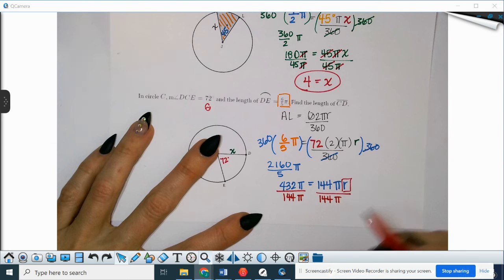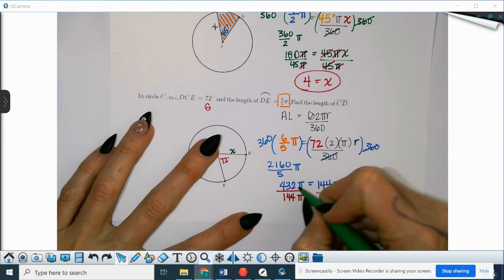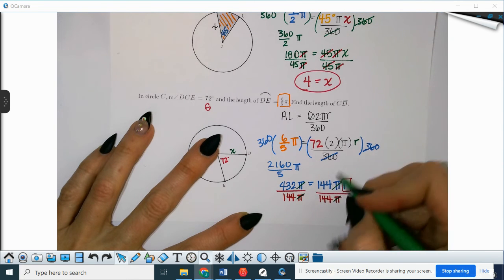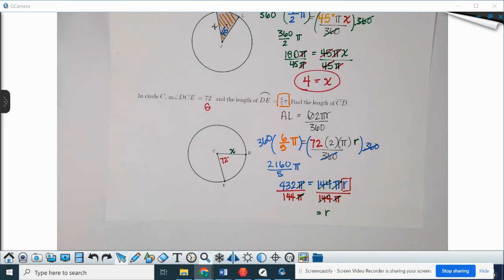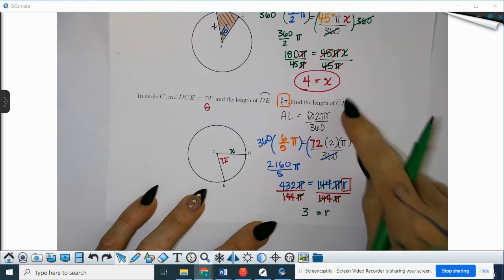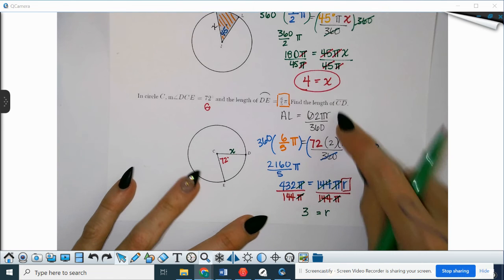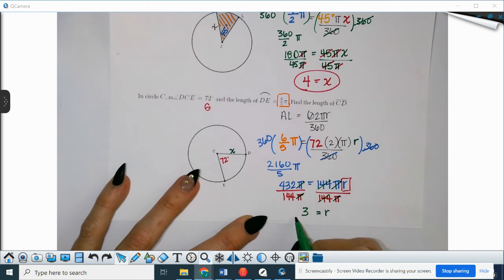And just like the first example, you can do it one by one and make that 2 steps. But you're definitely going to divide by pi. And we're definitely going to divide by 144 because that's how we get r alone. So 432 divided by 144 gives us 3. So length of CD, or the radius in this case, is 3.